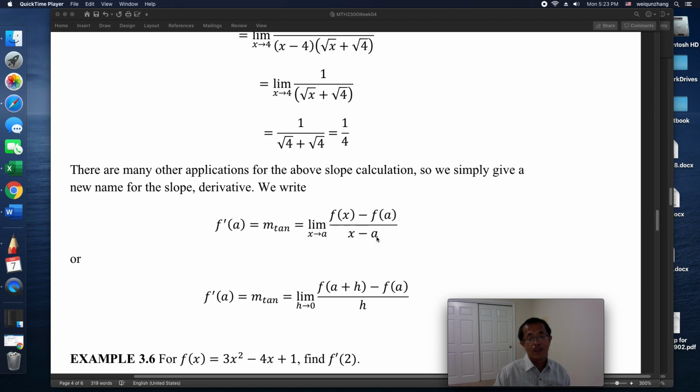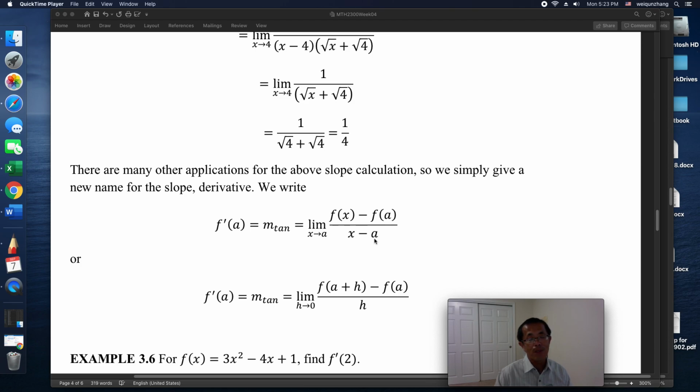So it is called the instantaneous rate of change. At least you want to know there are two ways to explain the derivative. The derivative is the slope of the tangent line. The derivative really reflects the instantaneous rate of change.